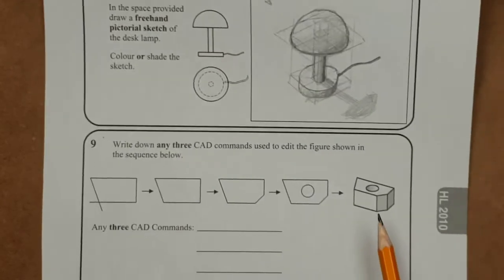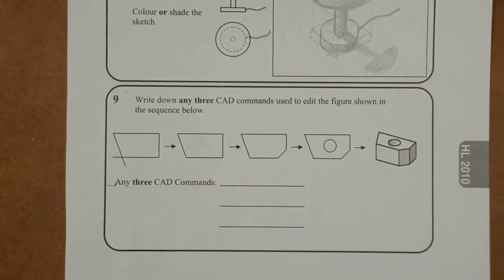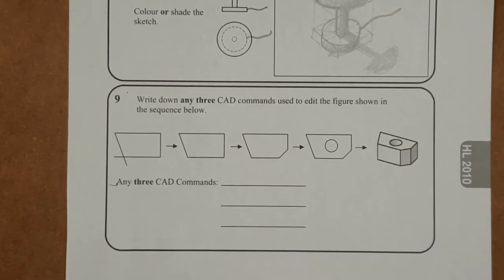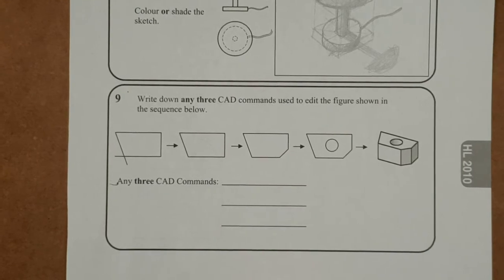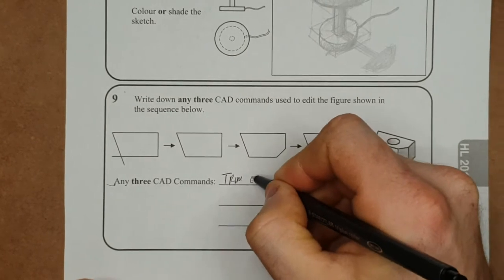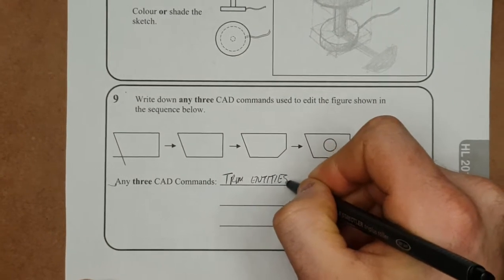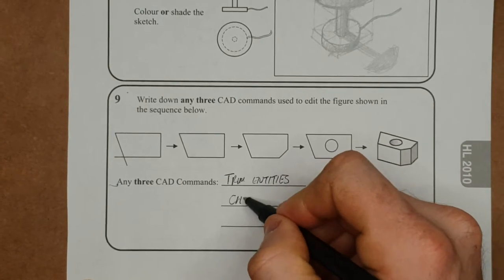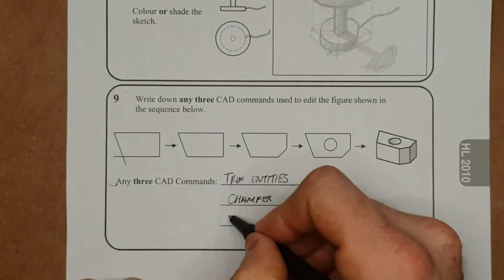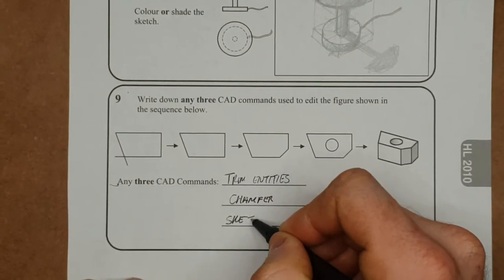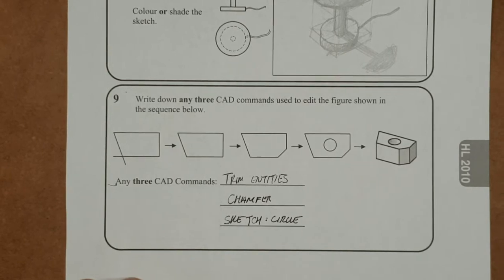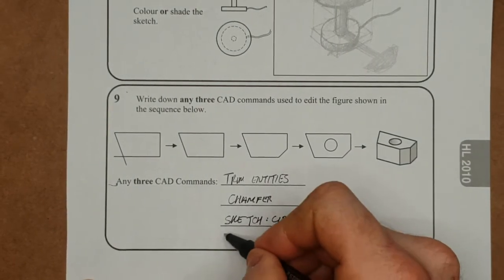Next, write down any 3 CAD commands used to edit the figure shown in the sequence below. The first one there would be trim, or trim entities. The second one is adding a chamfer. The third one is a sketch of a circle, so we'll drop down sketch, circle. And the fourth one is making it 3D, so extrude boss.